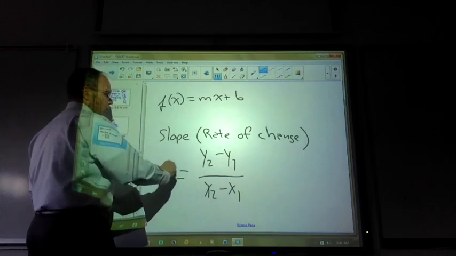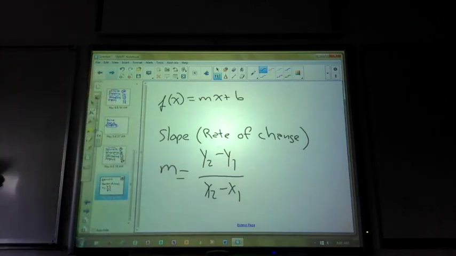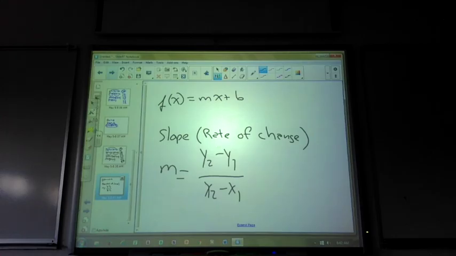So that's our slope equation. Usually we use the letter m to deal with slope. The y-intercept is where it crosses the y-axis. The x-intercept is where it crosses the x-axis. Pretty simple. Okay? Problem number 1.